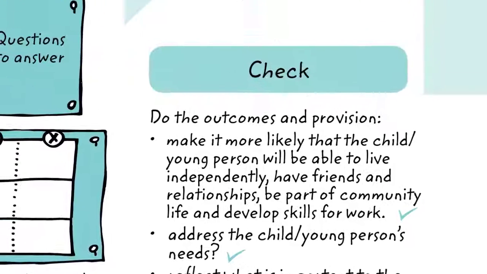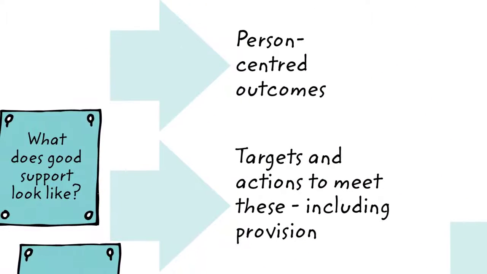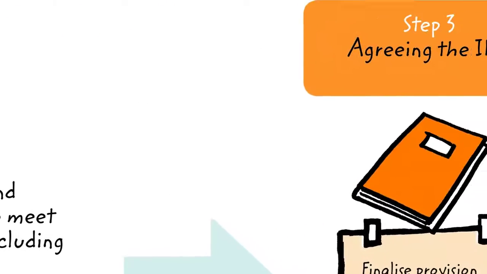At the end of the person-centred review, you should have a list of outcomes that reflect the 4 outcome areas. You need to have ideas for provision or identify provision targets and actions, and these need to be specific, measurable and accountable. At the end of the meeting, you'll make it really clear what's going to happen now to get to the stage of agreeing the IDP.